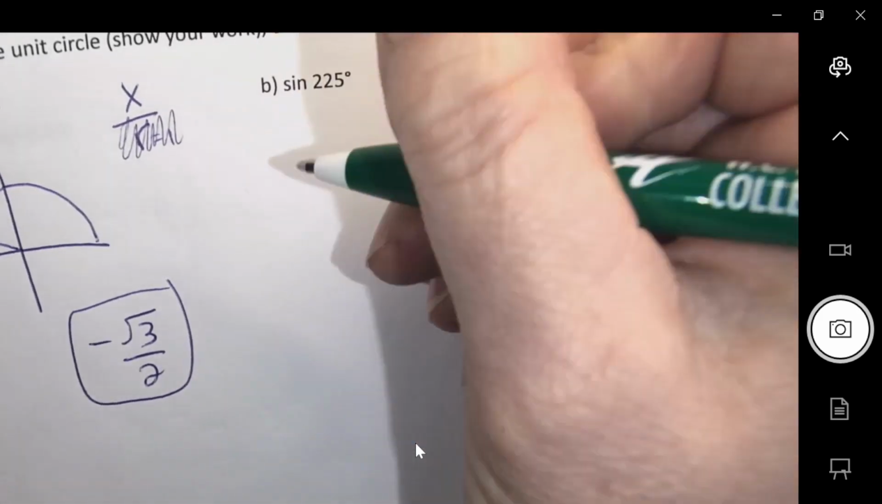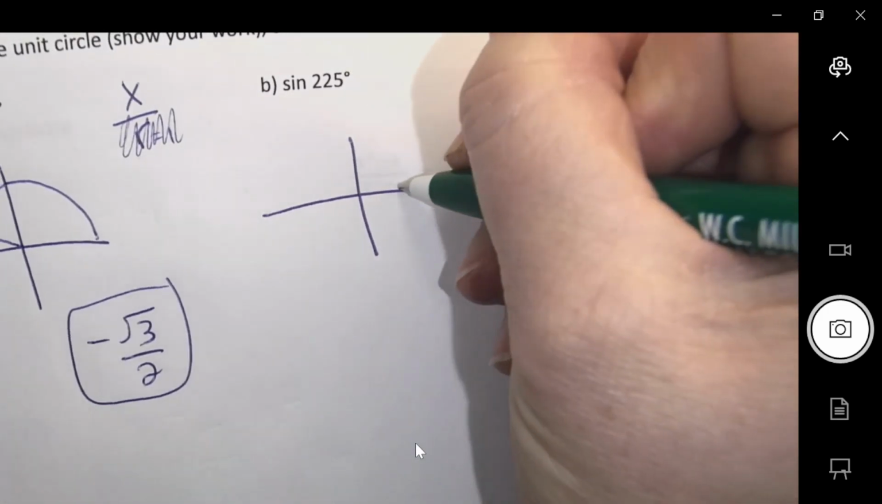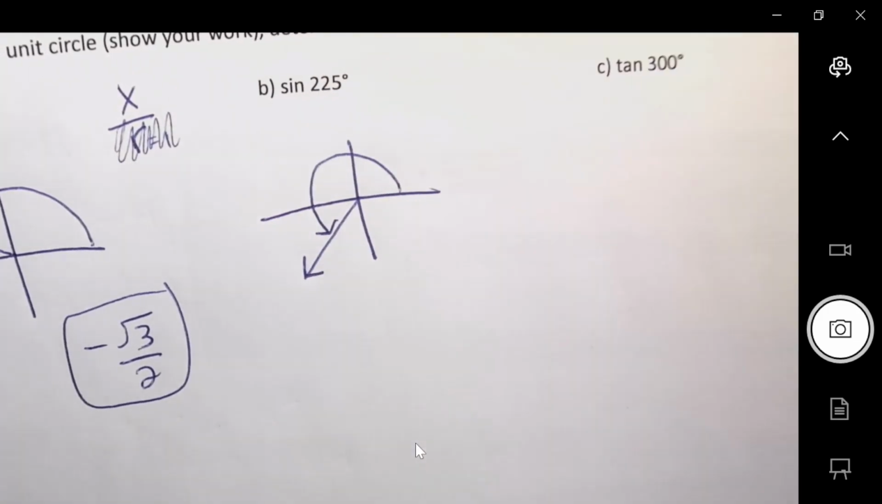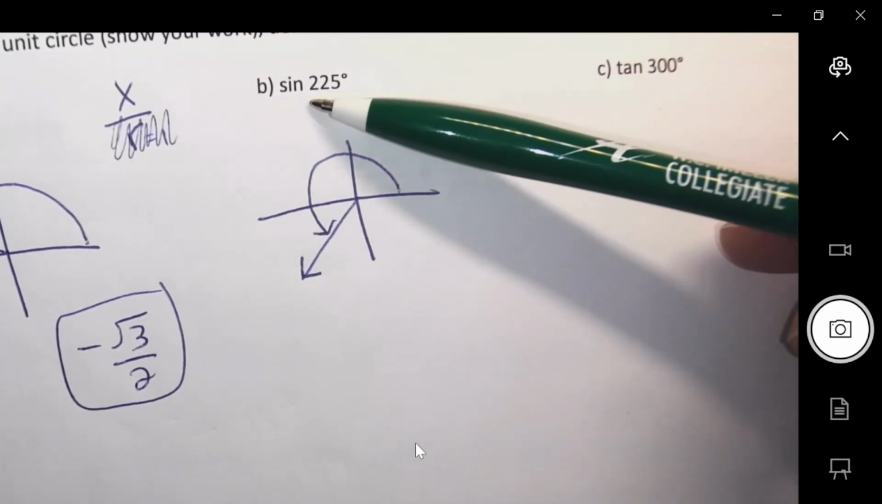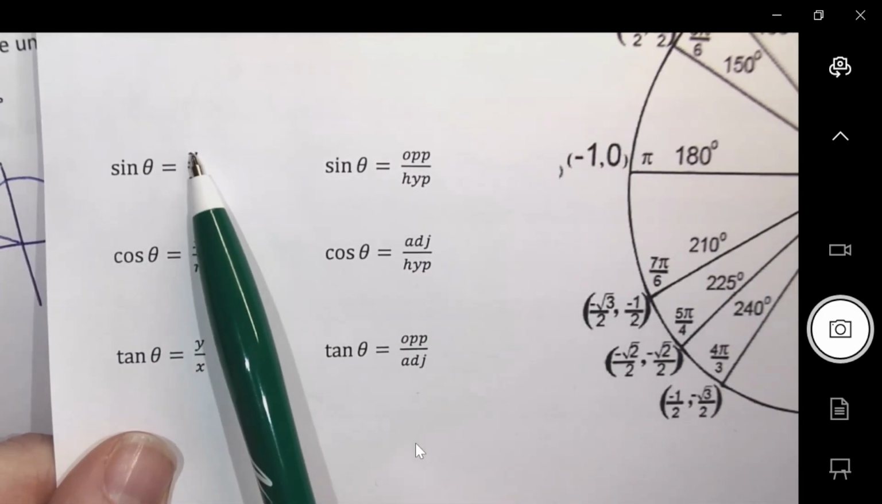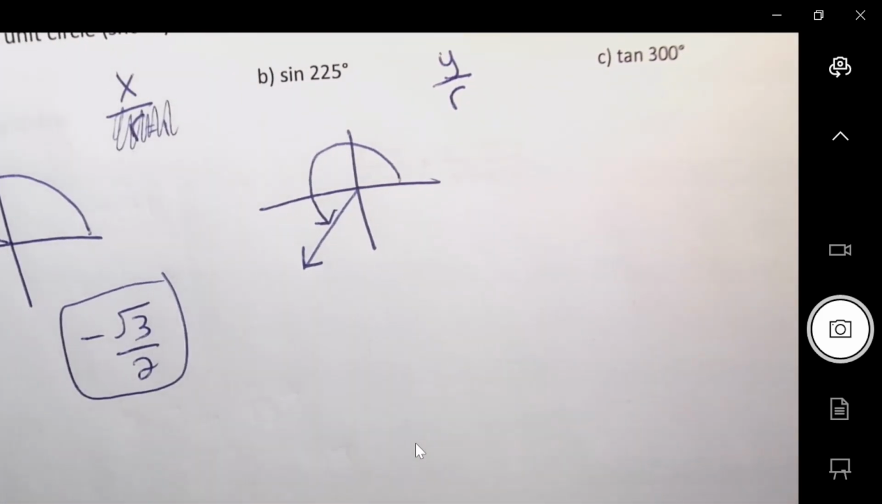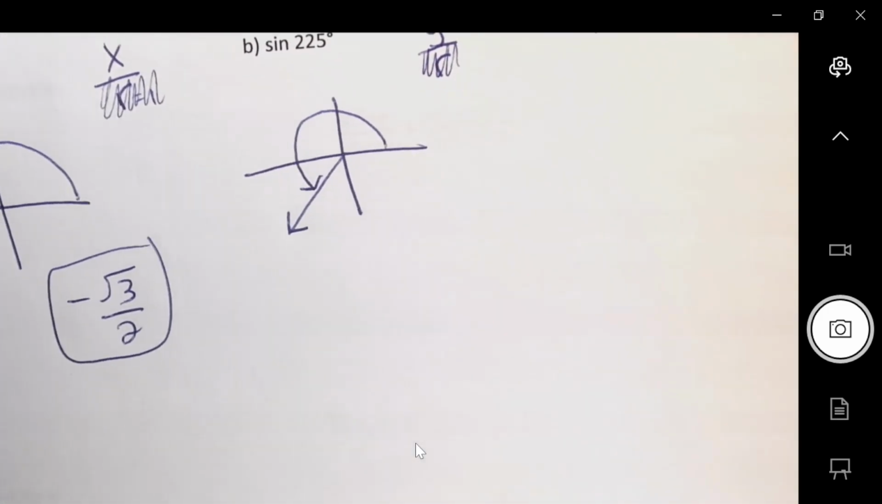Okay, 225. First of all, draw me where that would be. 225. So that's where that is. And I asked you to figure out the sine. I have all this attached to my formula sheet. The sine is y over r. Okay, and then this is specifically the unit circle. So r doesn't matter on the unit circle.